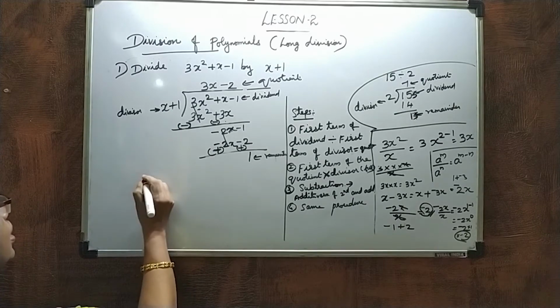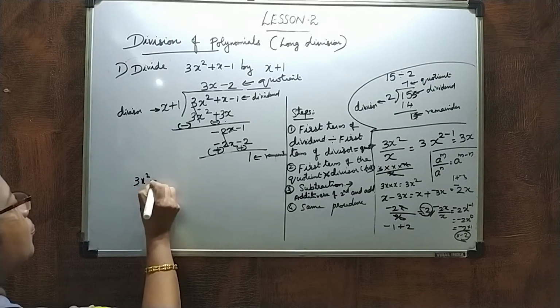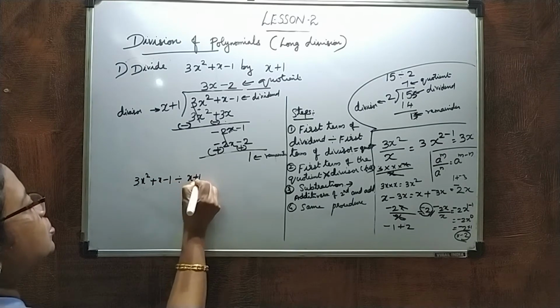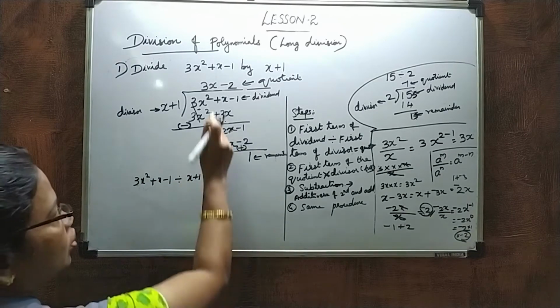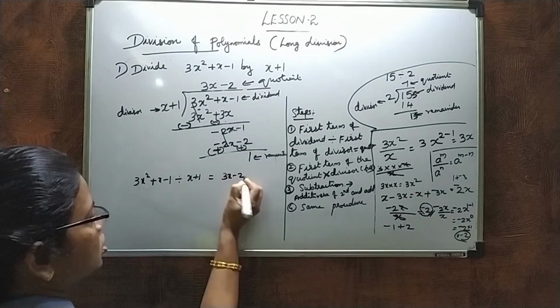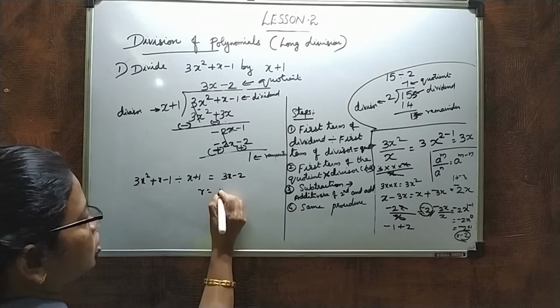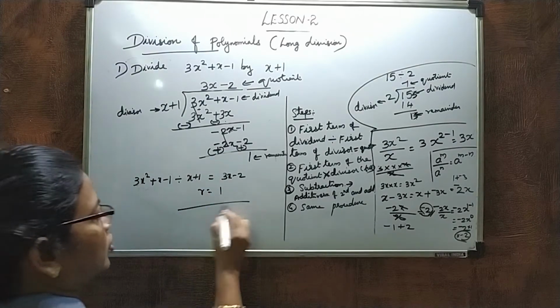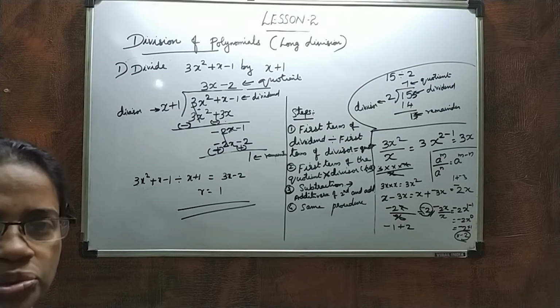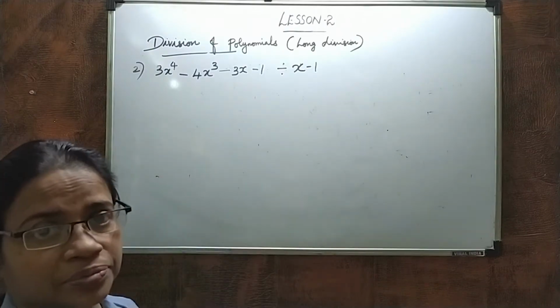So the quotient is, or we'll write it like this, 3x square plus x minus 1 divided by x plus 1 equals, quotient always, that is the answer always, 3x minus 2 and remainder is equal to 1. This is the way you have to write. Hope you understood. This is the second question.